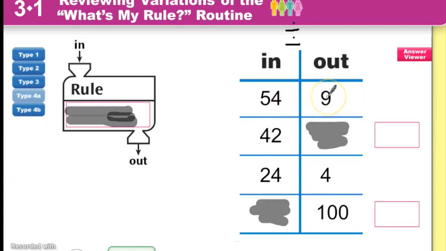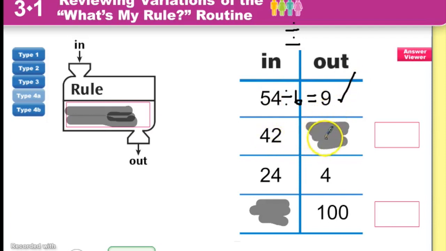If I were to subtract, I could try to do 54 minus 9 and see what that difference is. But I'm thinking that this might be a division problem. I know in my head that 9 times 6 is 54. So let me try 54 divided by 6. And I can even use my calculator here. I know that 54 divided by 6, that is 9, so I'm going to check that one off.